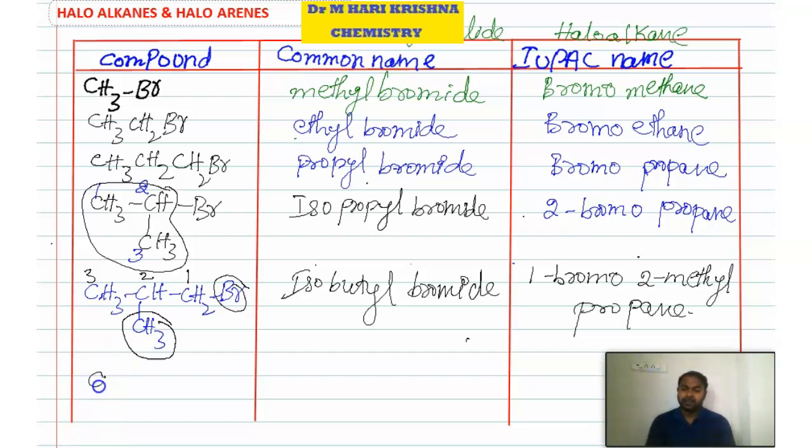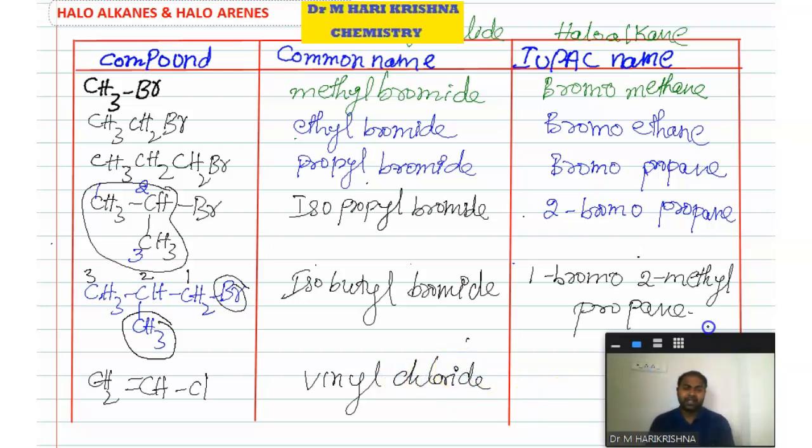Next, CH2 double bond CH bond Cl. So this is called vinyl group. So vinyl chloride. So this is vinyl chloride.